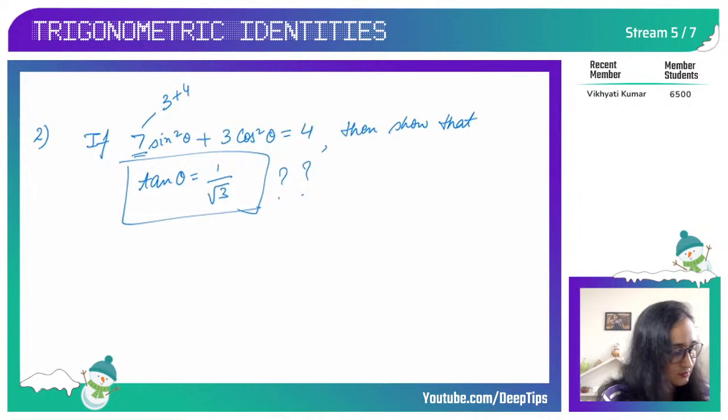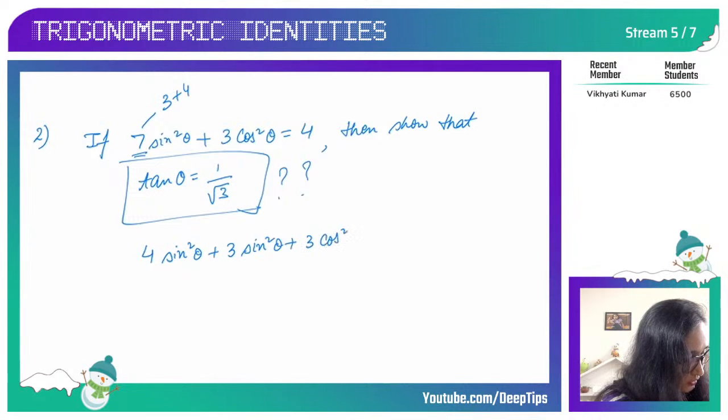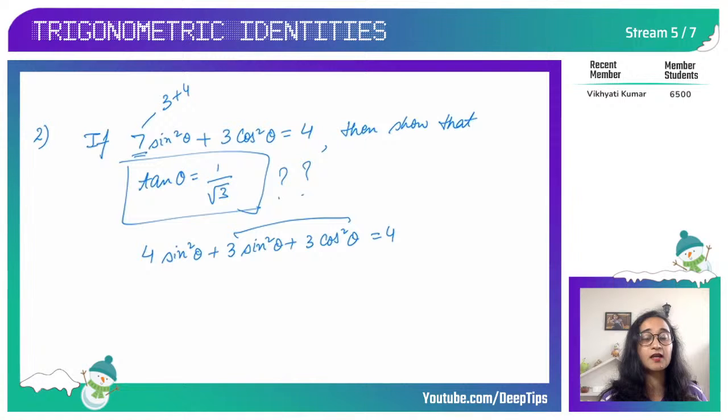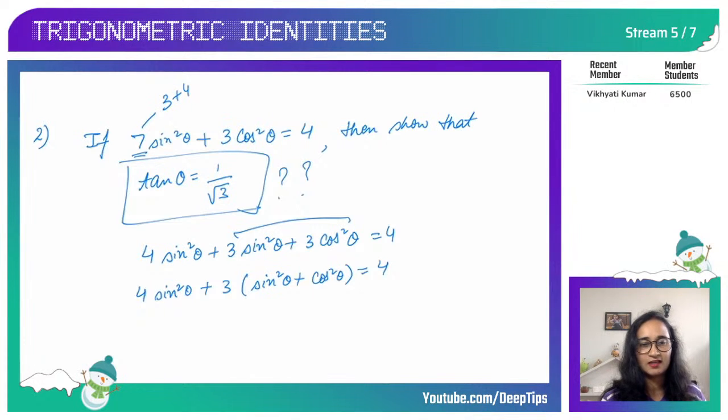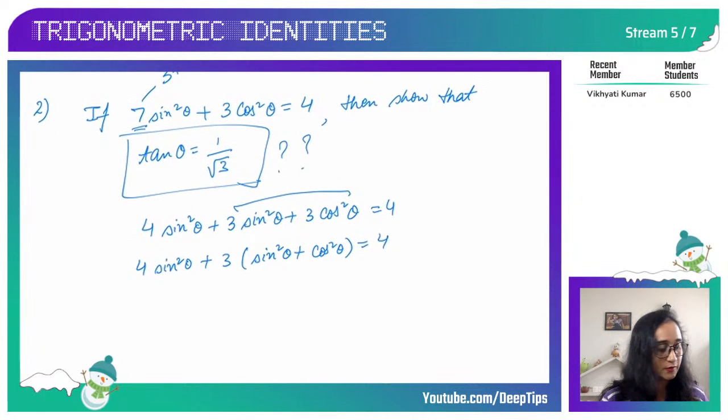So let's split it. I can write 4 sine square theta plus 3 sine square theta plus 3 cos square theta equals 4. Now if you look here, this 3 sine square theta and 3 cos square theta, I can club them together. So 4 sine square theta stays like this, and we take 3 common here: 3 into sine square theta plus cos square theta, which equals 4. Now sine square theta plus cos square theta is 1.